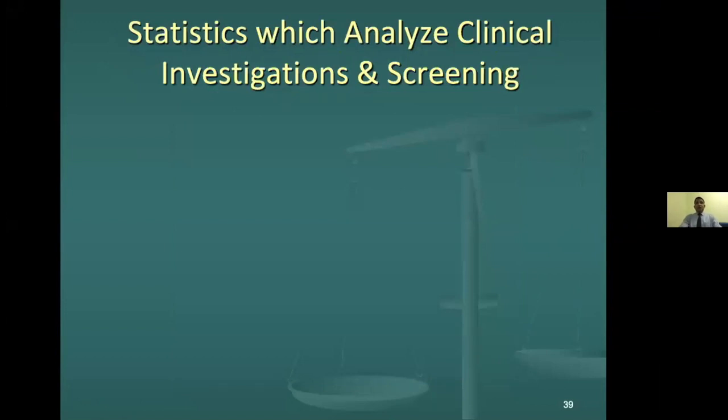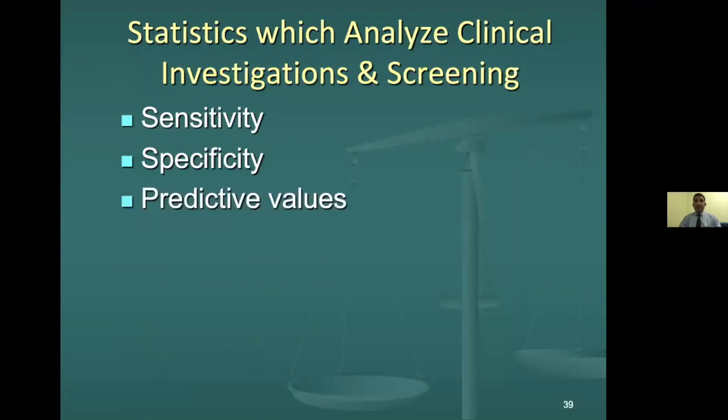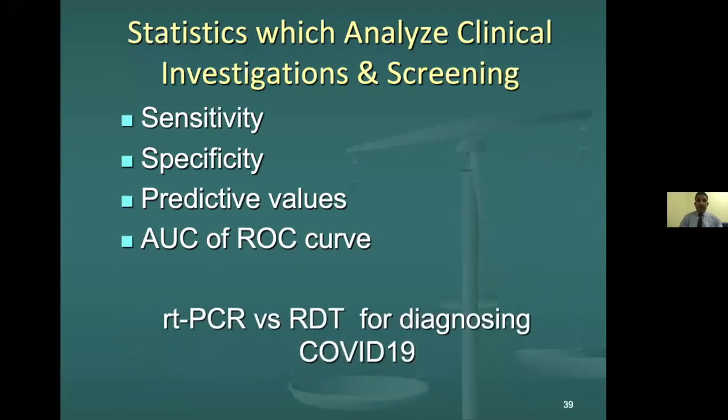So statistics which analyze clinical investigation and screening are very important also. The terminology used here are sensitivity, specificity, and positive and negative predictive values. And then finally, you calculate the area under the receiver operating characteristics curve, and you come up with the conclusion which test is how diagnostically accurate. The one which has been going on for the last 5-6 months is what is the accuracy of the RT-PCR or the rapid diagnostic antibody test for COVID-19. When we read the literature, the scientists have actually used the sensitivity, specificity, and predictive values when they come up with the conclusion that our test is 70% accurate, 80% accurate, or 90% accurate.